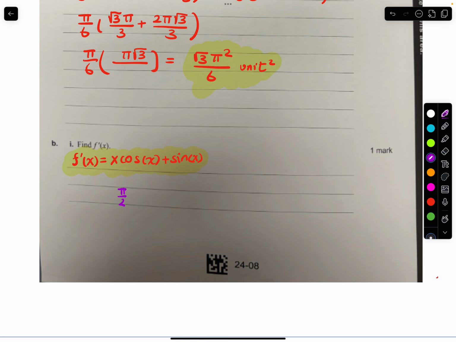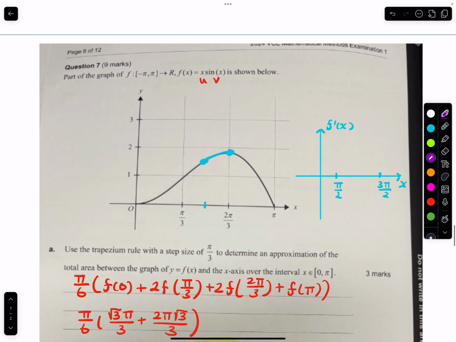What's cos pi on 2? That's 0. And what's sine pi on 2? Sine pi on 2 is 1. So at pi on 2, the y value here is 1. So imagine this here: closed circle, 1. And it's going to be a closed circle. Remember, we said it's not the endpoints. And what about 2 pi on 3?